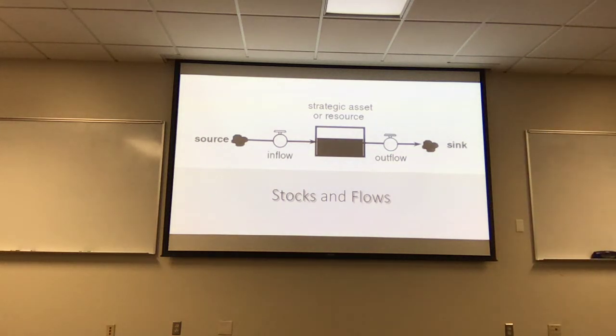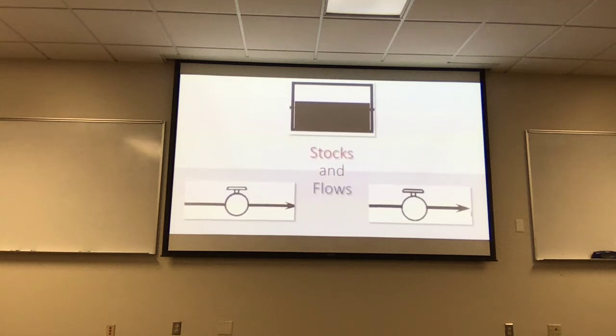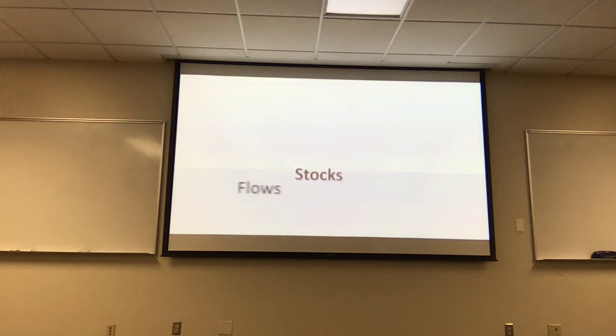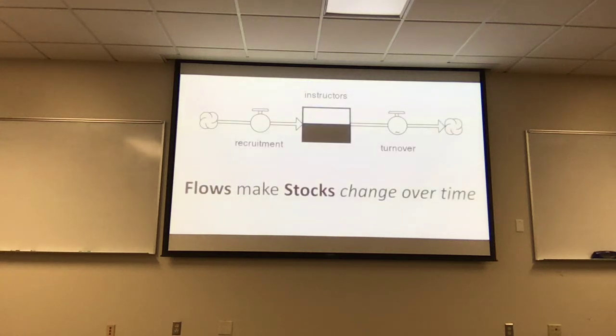Same sort of stuff we already had talked about. So stocks, those are the big square things in the middle. They're the dynamic variables. They're levels. They're the things that change over time. And flows are the lines that represent how these stocks change over time. Flows make stocks change over time. Flows are the change in stocks over time.